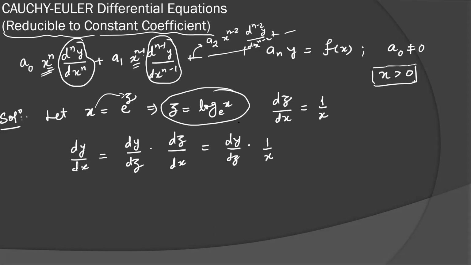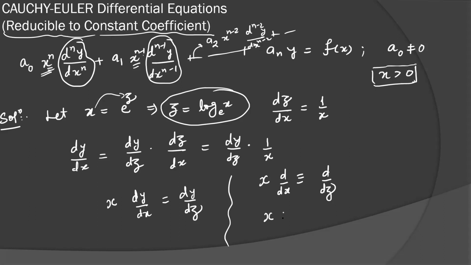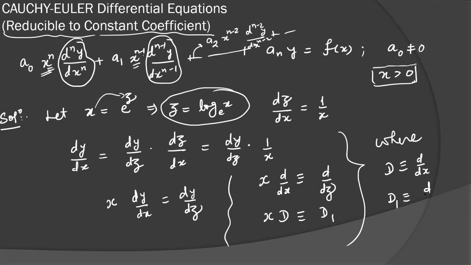So 1 by x, if we put the value of dz by dx, we can take x to the right hand side. It will be x dy by dx equal to dy by dz. Or you can write x d by dx is equal to the operator d by dz. Or you can write x D equal to D1, where D represents the derivative with respect to x, and D1 represents the derivative with respect to z. So x into D is nothing else but D1.